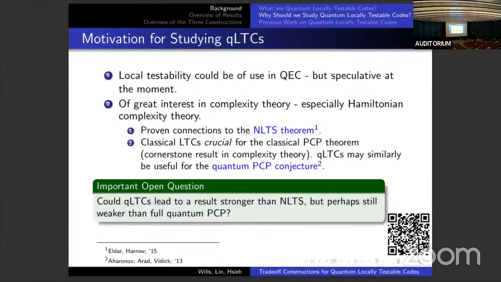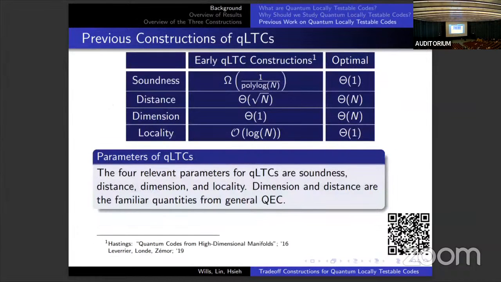But as a baby step towards this, something that people are working on is trying to get an NLTS plus result. The idea being that QLTCs were shown to imply NLTS in 2015. NLTS was then proved with codes that are weaker than QLTCs. So people are looking at maybe QLTCs can imply a stronger result than NLTS. But right now we're interested in just building QLTCs. And the early QLTCs look like this.